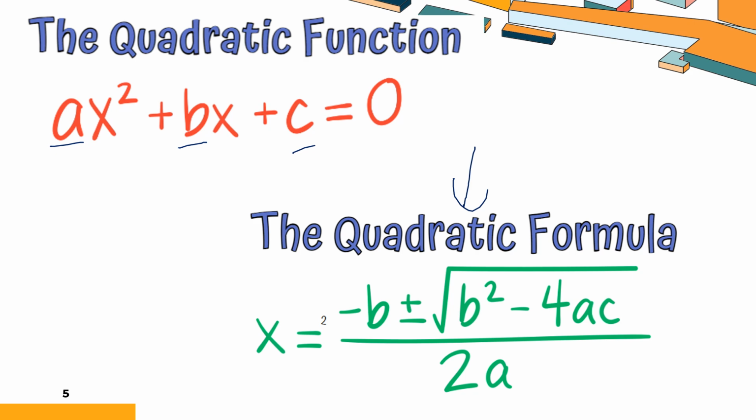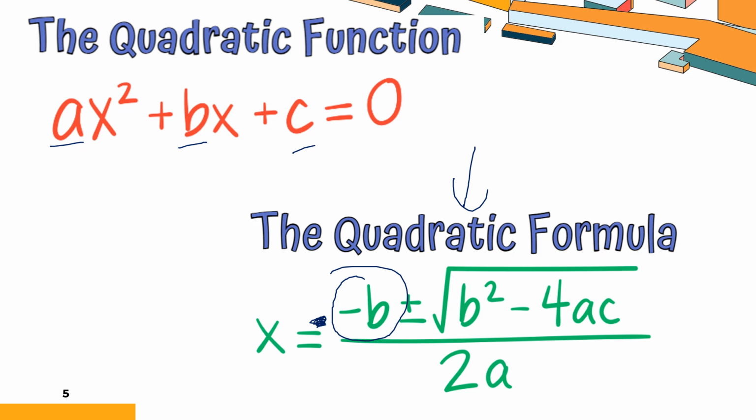So your quadratic formula is going to be your negative b plus or minus the square root of your discriminant. Your discriminant is b squared minus 4ac. Then you're going to divide that by 2a.